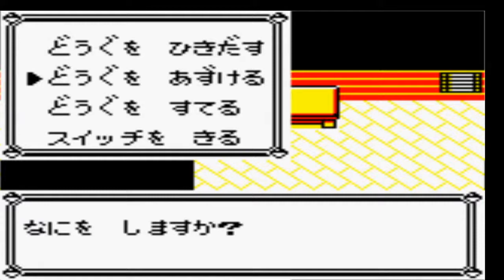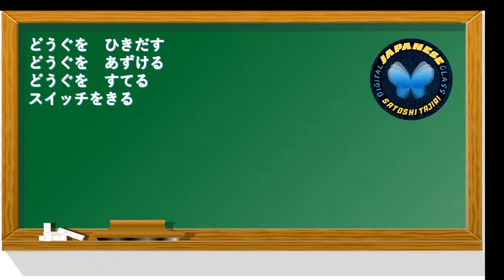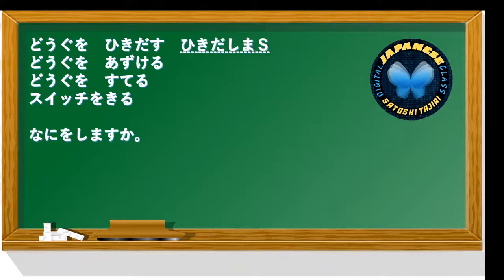And he says here in the bottom, nani wo shimasu ka? Okay, on the bottom he says, nani wo shimasu ka? Okay, what are you going to do? So let's make it in our polite form. So hikidasu, to make it polite, is hikidashimasu. Okay, this will be the polite. Then we have our azukeru. The polite form of that one is azukemasu.